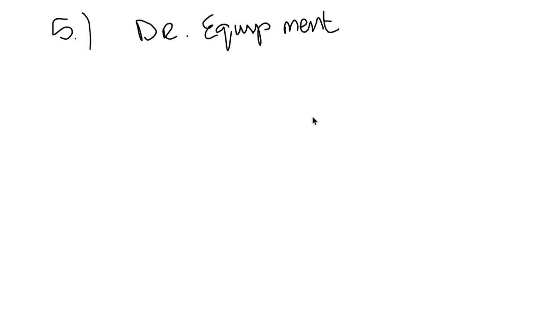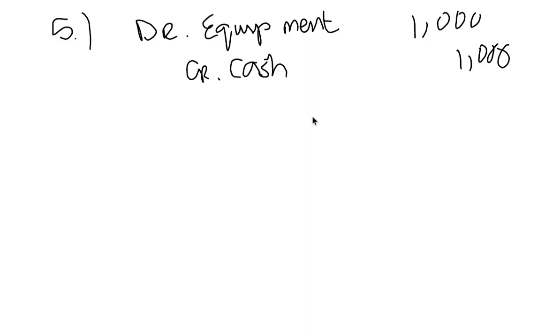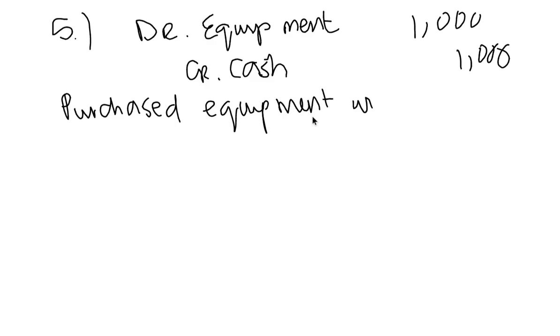So you debit your equipment, this is an asset, and then you credit your cash because there is less money in the bank, 1,000 and 1,000. So you would do the journal entry, and in this case we would say purchased equipment with cash at $1,000. This would be your journal narration. You always add narrations unless not specified, and this is how you record your asset with journal entries.